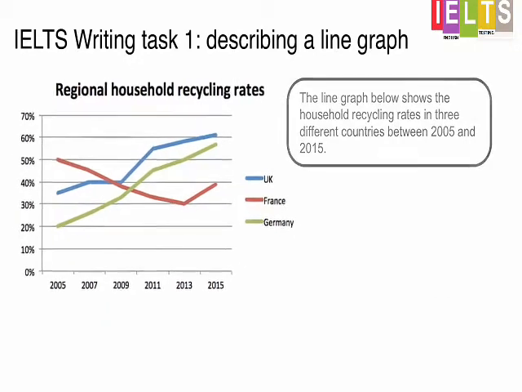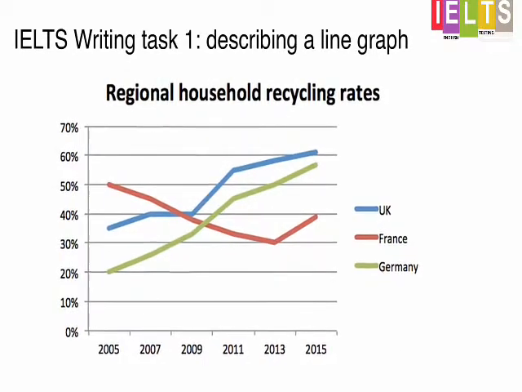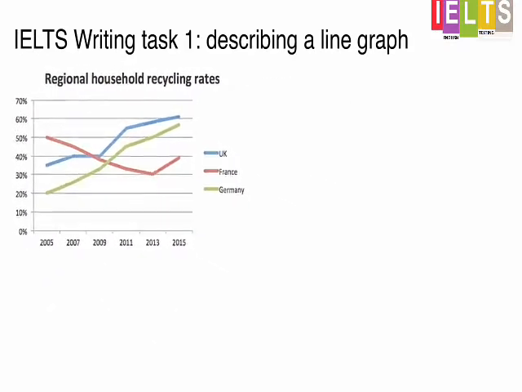Now, we can take a closer look at the graph. Down the vertical axis, we have the percentages, and along the horizontal axis, we have the years. We can also see that we have 3 countries, the UK in blue, France in red, and Germany in green. So that's our line graph. Now let's see how you should structure your answer.